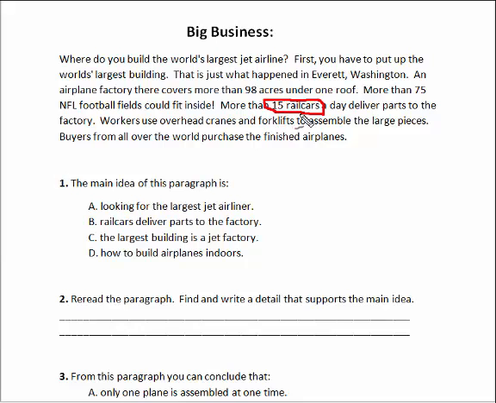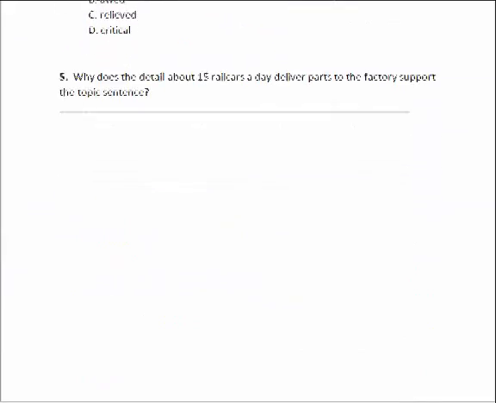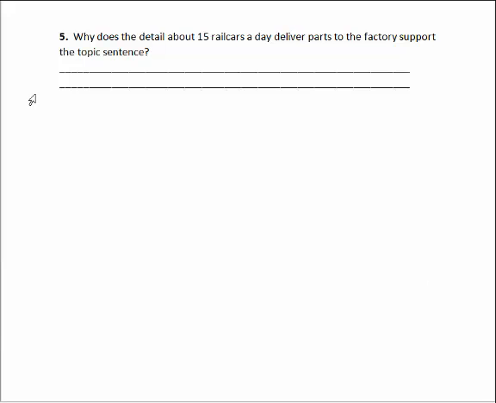A railroad car is actually pretty big. So that suggests that the building is large, and the reason the building is large is because we're building something big, which is a jet airplane. You could put this in any words that you particularly care for, as long as you have something similar to what I just suggested. Basically, 15 rail cars, it's big. It's going to support the idea that that factory is a big place.